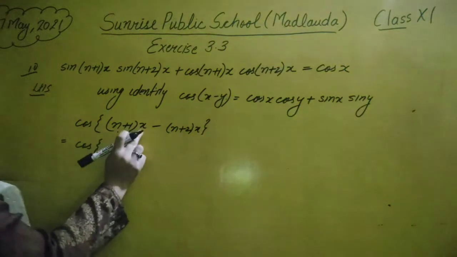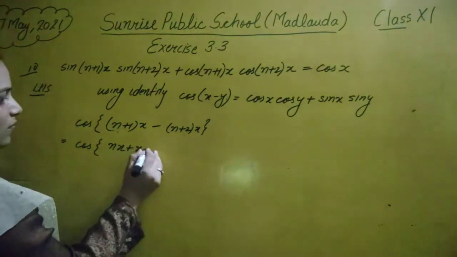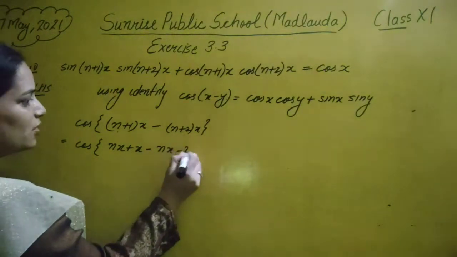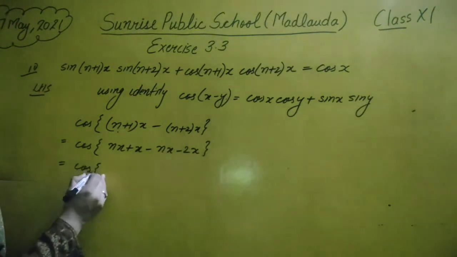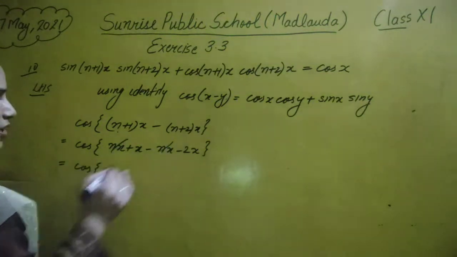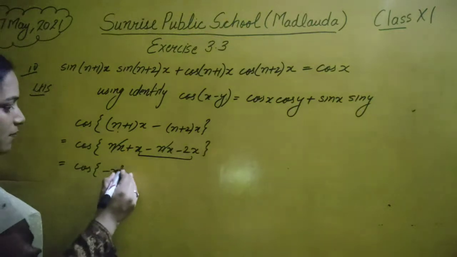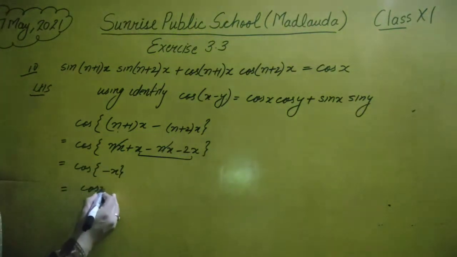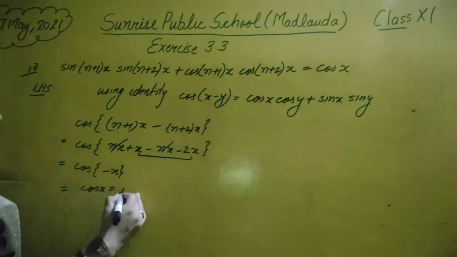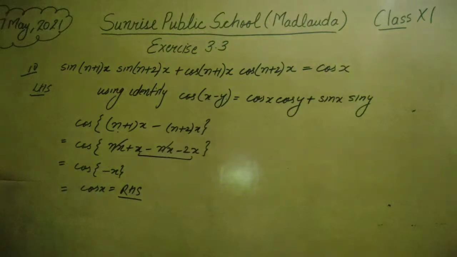When we multiply n plus 1 with x, there will be nx plus x, and minus nx minus 2x. Now we will solve the like terms. These two terms will cancel out, and x minus 2x will be minus x. And we know that cos of minus x is cos x. So from here we can write it as equal to the right hand side. So in this way we will solve our question number 10.